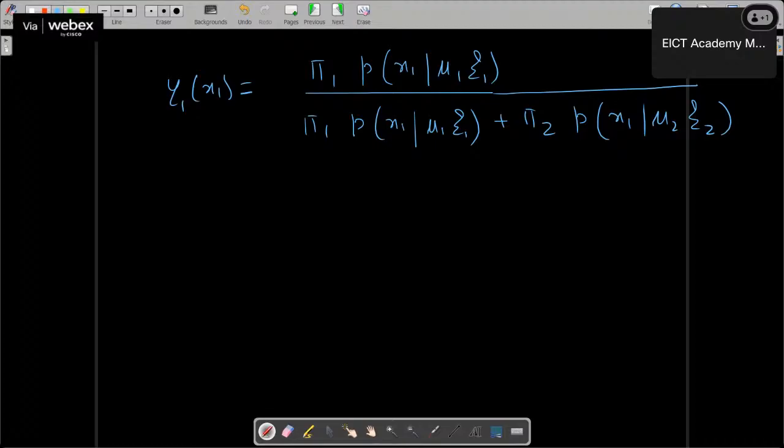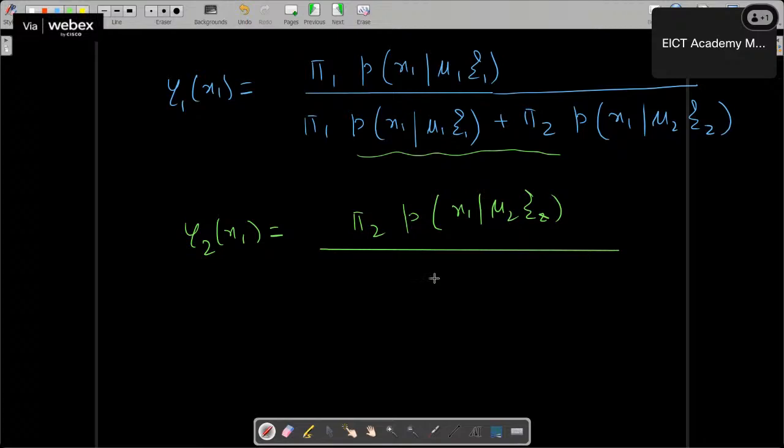So forget this denominator for now, because the denominator is only there to normalize gamma, so that the numerator remains between 0 and 1. And gamma 2 x1 is pi 2 times the probability of x1 given mu 2 sigma 2, and the denominator is the same.